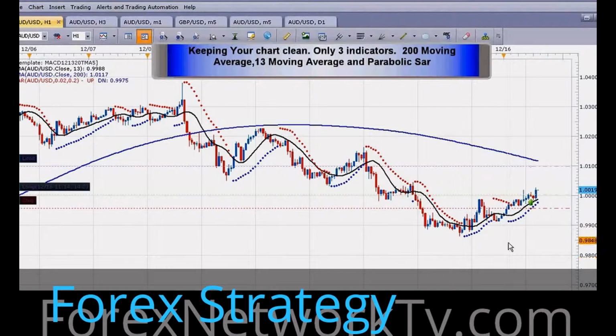Two moving averages, parabolic, price below the 200. You are looking to go short. You can see that in this counter trend, you wait. Be patient. You have a setup here.